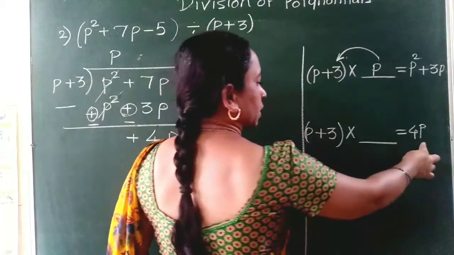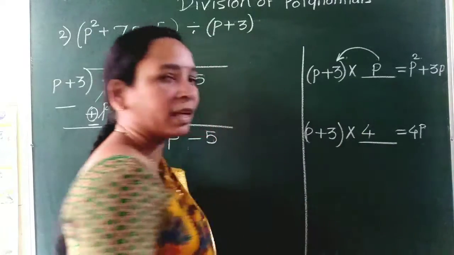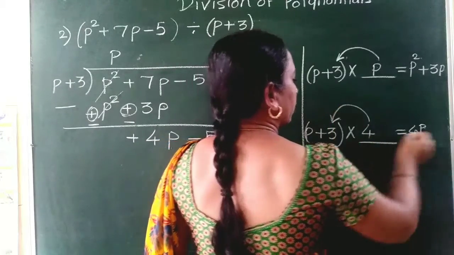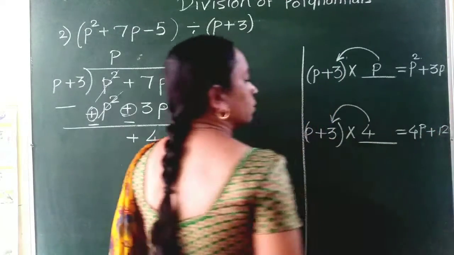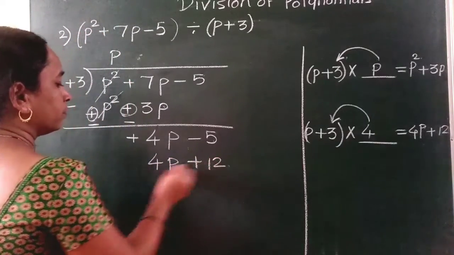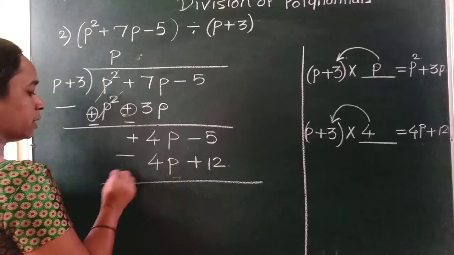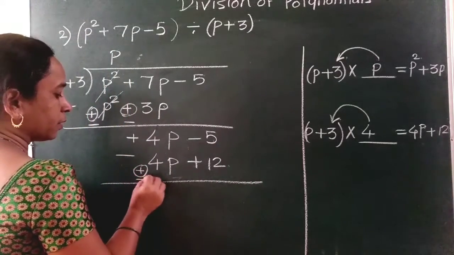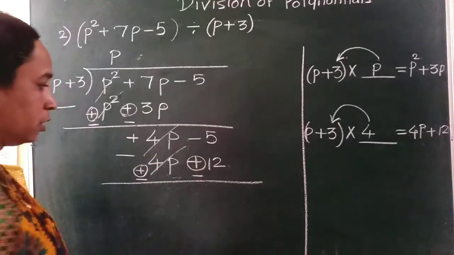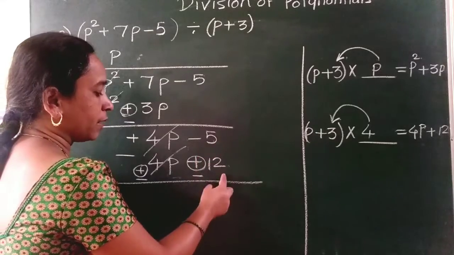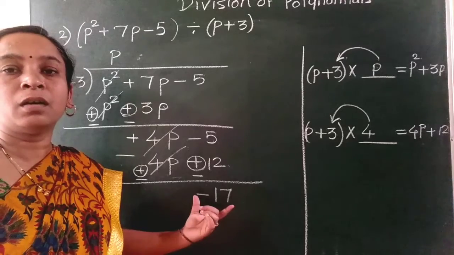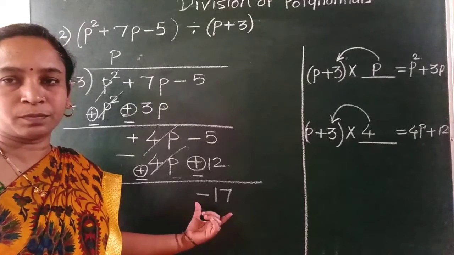So to balance it, I should multiply this by 4. That is my second quotient, 4. Multiply this with the 3, so you will get the answer 12. So I'll write the product 4p plus 12. Signs will change. Plus will become minus, plus will become minus. Plus minus 0. Minus 5 minus 12, the answer would be negative 17. This is the remainder of this example.